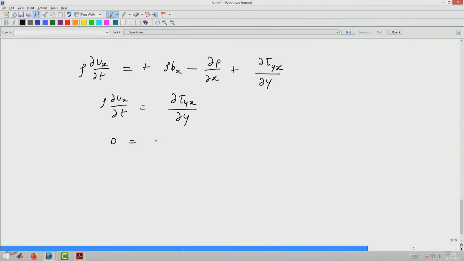0 is equal to rho g, since gravity is there in the negative y direction. Instead of writing the overall body force in terms of some general b, we will write it as g in the negative y direction, minus del p by del y plus del tau y y by del y.